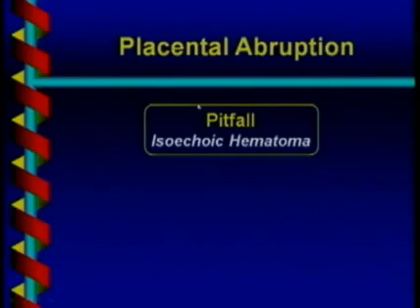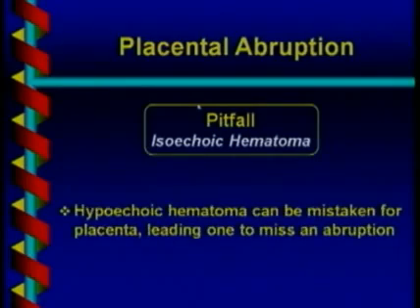Okay, so what are the pitfalls in diagnosis of placental abruption? So one is that if the hematoma is isoechoic to the placenta, has the same echo pattern and echogenicity as the placenta, it may be difficult or impossible to see. A hematoma that is isoechoic to the placenta can be mistaken for the placenta, leading one to miss an abruption.